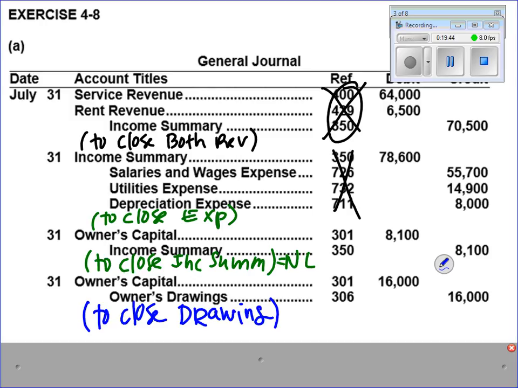Lucky for this owner, despite a net loss and despite drawings, he came in, Plevin, I don't know if Plevin's a boy or a girl, but Plevin came in with a $45,200 balance. So it's not all terrible, it's just that took two different hits.